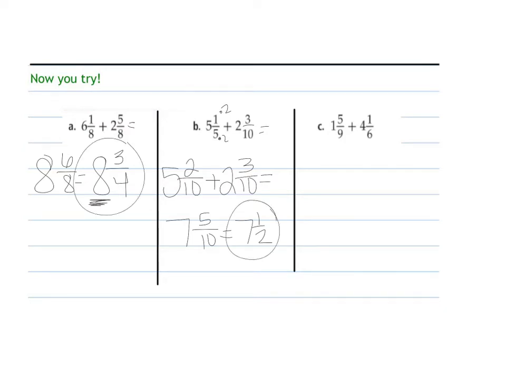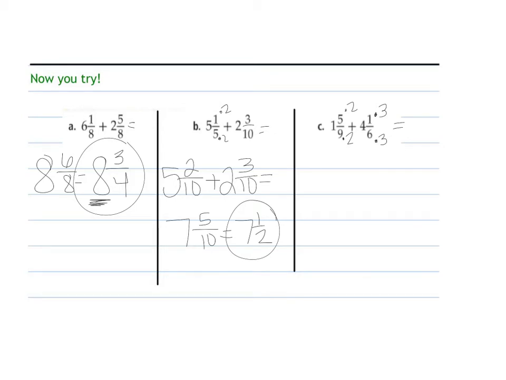And then 1 and 5/9 plus 4 and 1/6. So I know that 9 and 6 can both go into 36. I know that they both can go into 54, but I'm going to do 36 since that's my least common multiple. Actually, I know they can both go into 18, so we could do 18, we could do 36, we could do 54. 18 is the least common multiple, so we're going to do that. So 9 times 2 gets me to 18, which means up here I have to do times 2. And then 6 times 3 gets me to 18, so then I have to do times 3 up here.